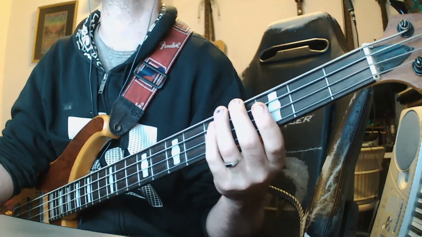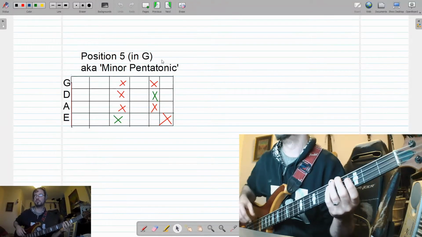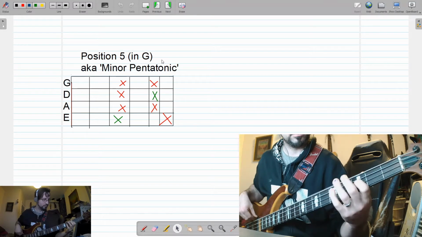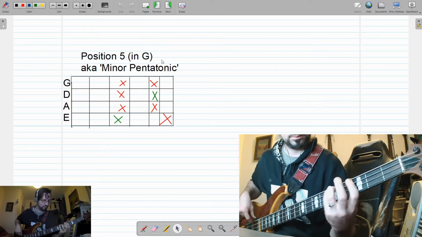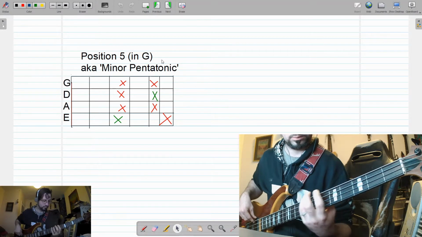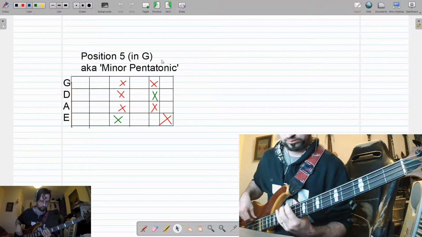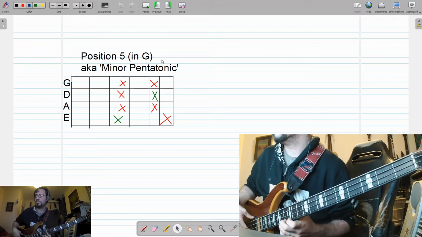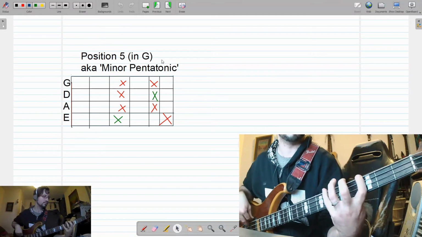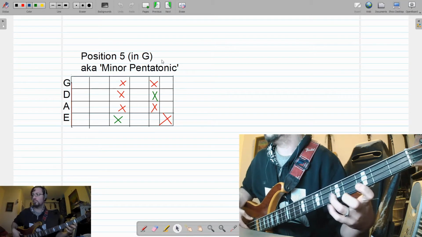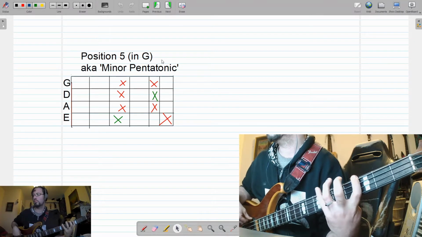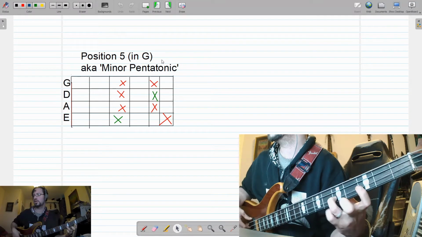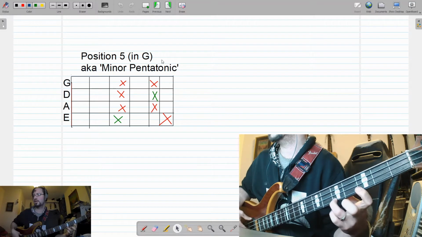position would be our infamous minor pentatonic, which you can't see. There we go. Minor pentatonic, which would go up to E, I believe. Where would it be? Which is an E. But in G, so G, B flat, C, D, F, G, and then B flat and C.